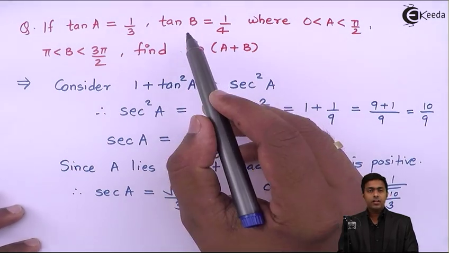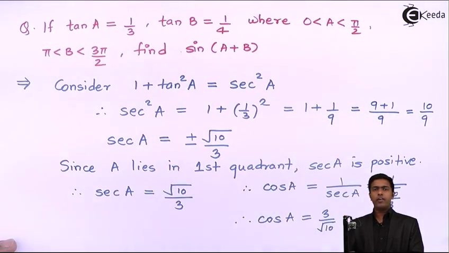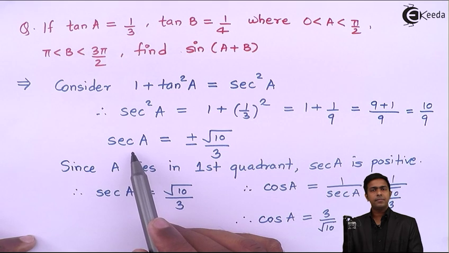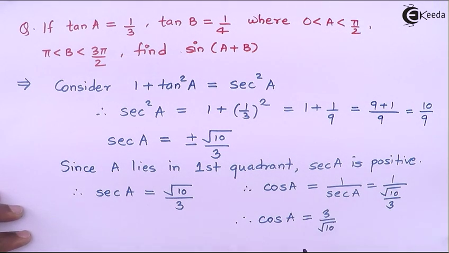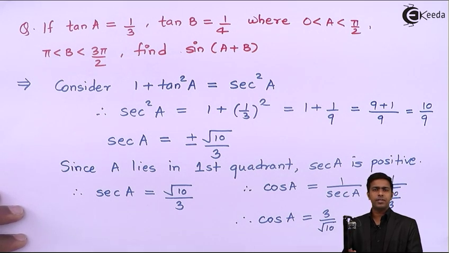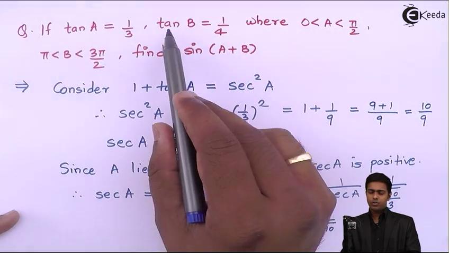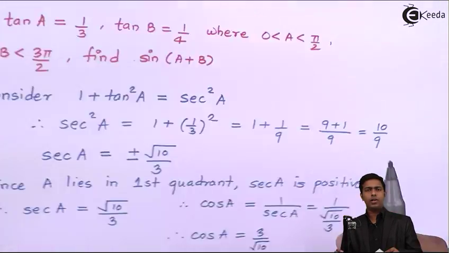So after that, from tan of B, we will find out the value of sec of B. From sec of B, we will find cos of B, and from cos of B, we will find out the value of sine of B. So let's start. For tan of B, I'll again use the same formula.